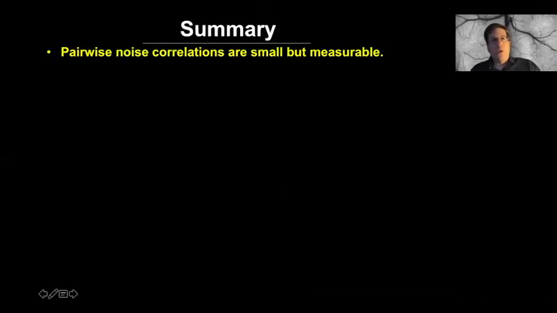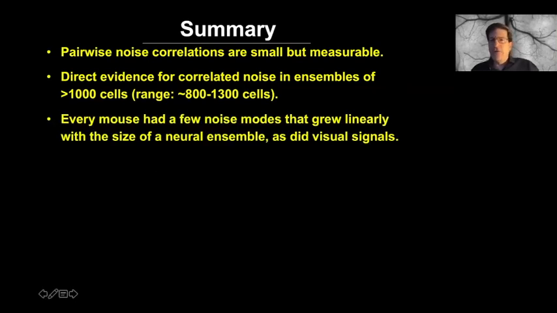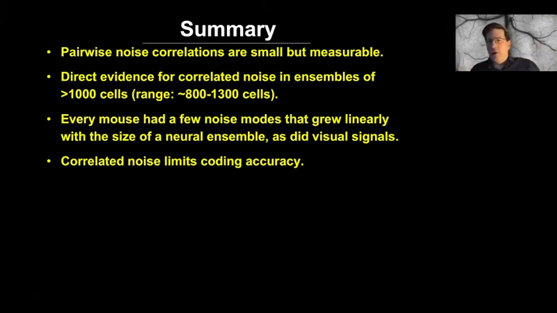So to sum up what we found, at the level of pairs of cells, we found that there were small but measurable pairwise fluctuations in the cell responses. When one goes to populations of large numbers of cells, about 1,000 or so, we found direct evidence for correlated noise across these set of cells. Every mouse that we looked at had a few noise modes that grew linearly with the size of the neural ensemble, as did the visual signals. And this correlated noise limited the coding accuracy.